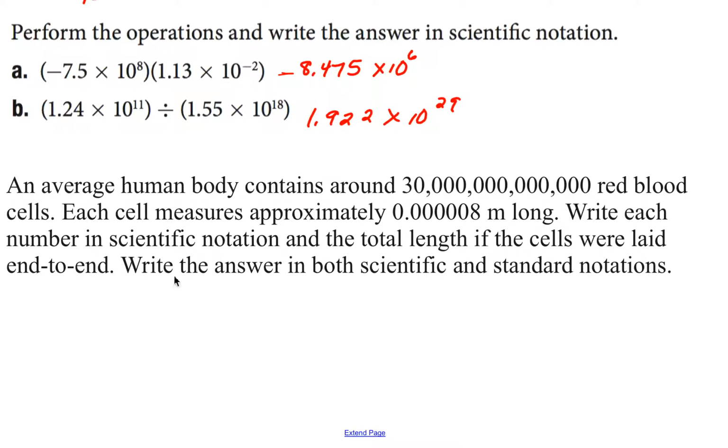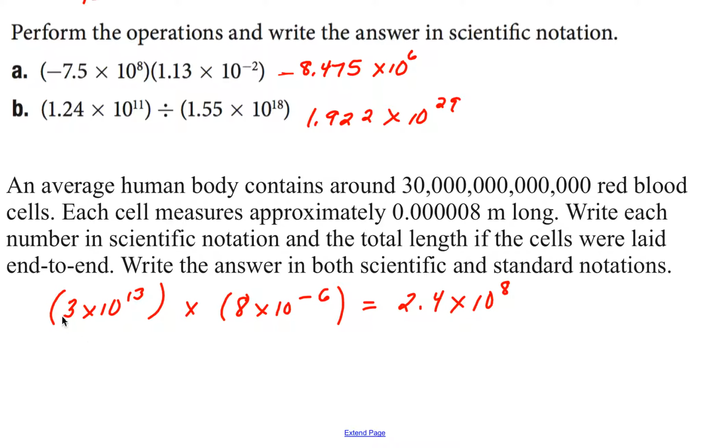So if we go ahead and write our first numbers in scientific notation, we get 3 times 10 to the 13th. This one gives us 8 times 10 to the minus 6. When we add our exponents, 13 minus 6 is 7, but when we multiply 8 times 3, we get 24. So we needed to move that one place to the left, which made the number smaller, so we have to increase our exponent by 1. So 2.4 times 10 to the 8th.